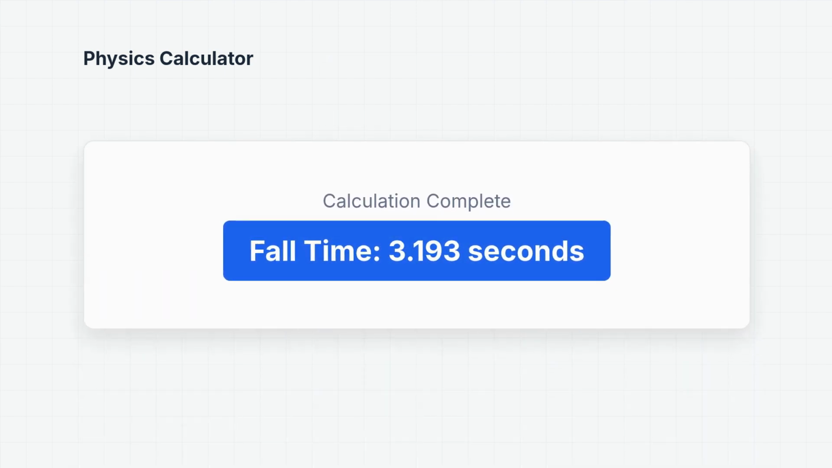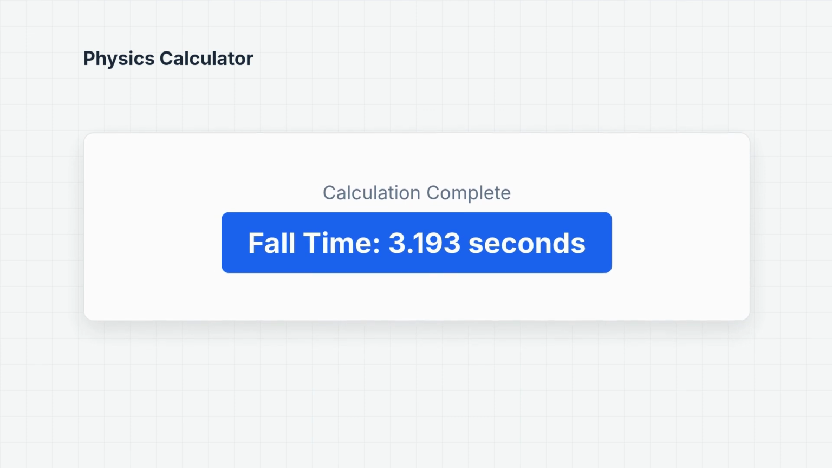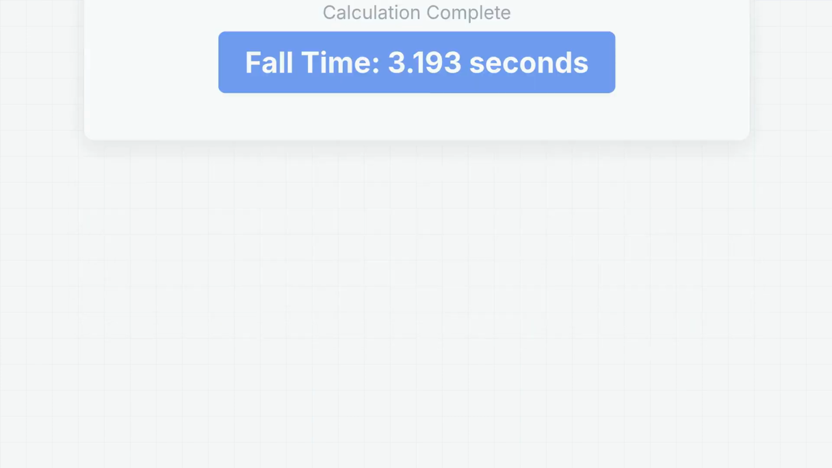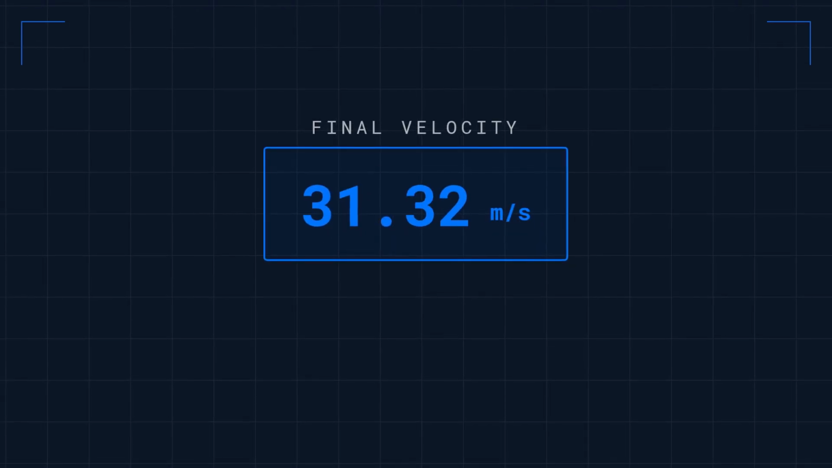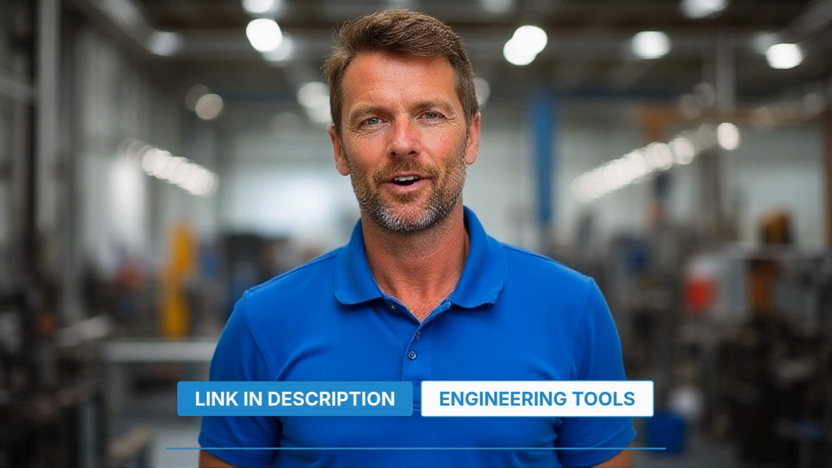The fall time is 3.193 seconds, telling us how long the object takes to fall. The final velocity is 31.32 meters per second, which is the speed at impact. This calculator streamlines your free fall calculations.